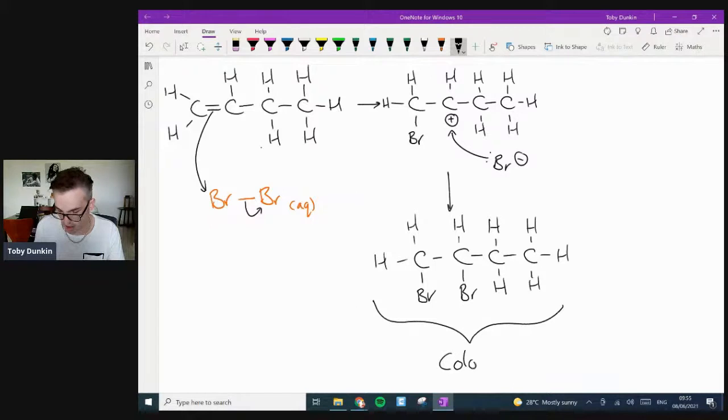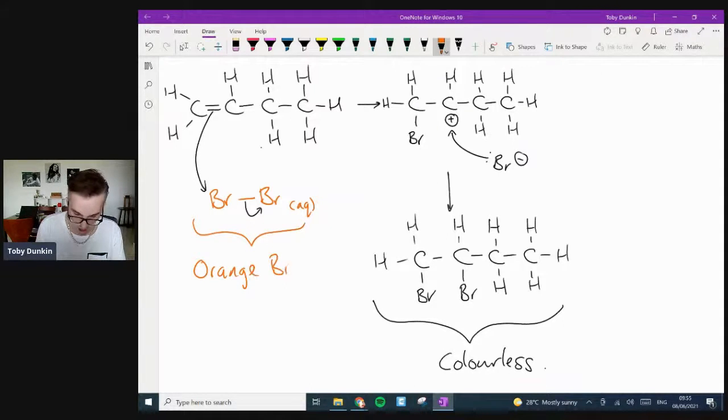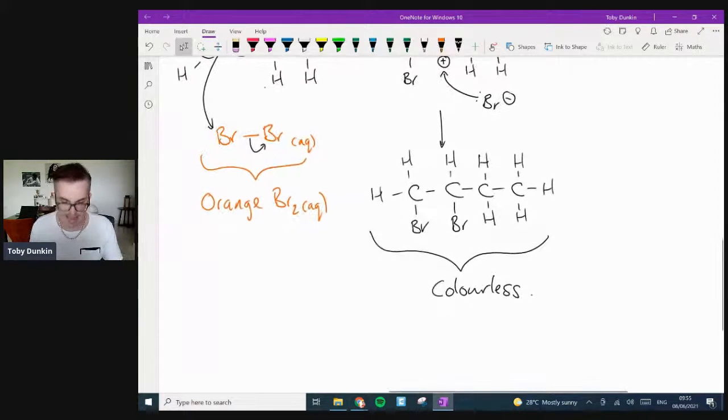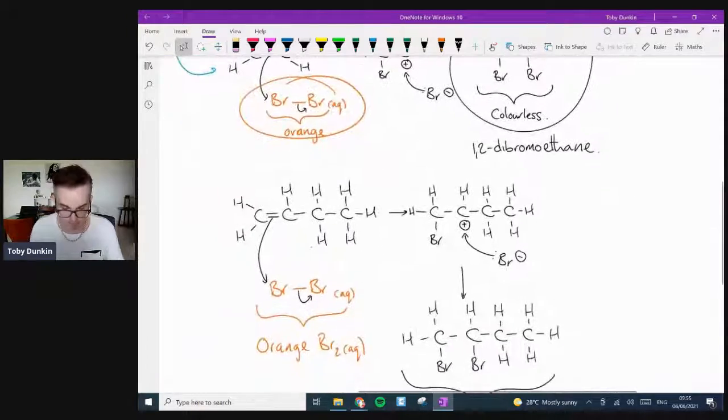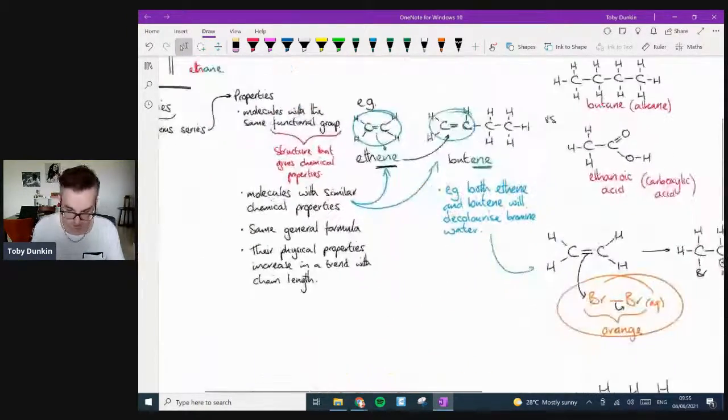So we started off with orange bromine water. This is orange Br2 aqueous, which means bromine water. And then at the end of it, it's been destroyed. So they have similar chemical properties. They will both decolorize orange bromine water.